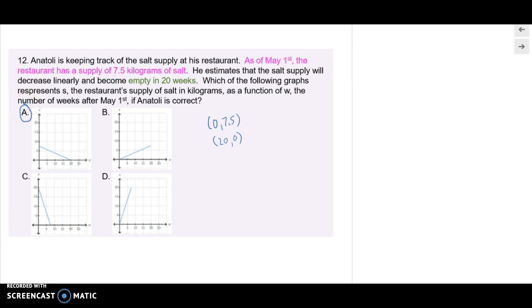Now, I could see how we might pick C because it's just got the axis flip-flopped. But we start at 7.5, we work our way down to 0 after 20 weeks. That would be the best one. So those are the types of things we're going to use to determine our rate of change to figure out which graphs would best approximate those.